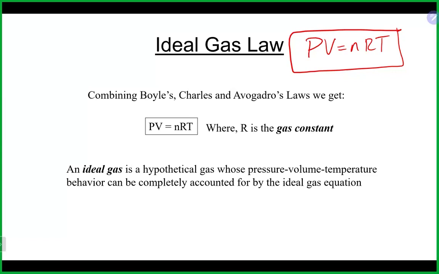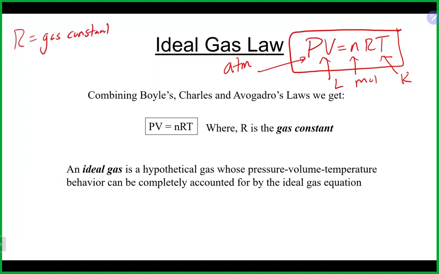So when you use the ideal gas law, the pressure has to be in units of atmospheres. It cannot be in any other unit. The volume has to be in units of liters. N, which is moles, should be in the units of moles. And just like every other gas law, our temperature has to be in Kelvin. The reason for all that is R. R is a gas constant.